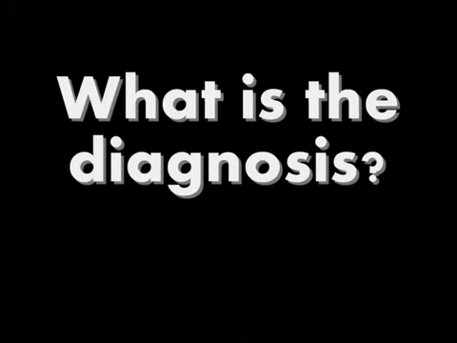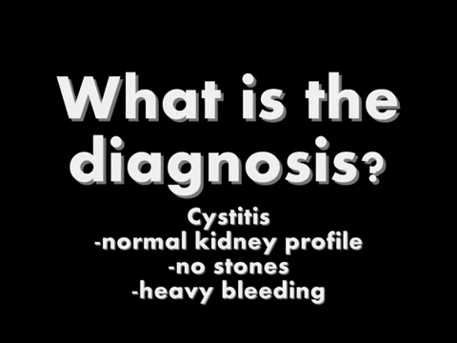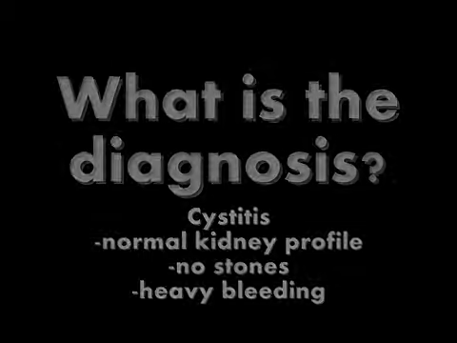The dog was diagnosed with cystitis. The X-ray did not show any stones present, so urolithiasis was eliminated. The kidney enzymes were also normal, as the levels of urea and creatinine were normal, so the kidney was not damaged. If it were a lower urinary tract infection, less blood would have been present. Heavy bleeding indicates damage to the bladder, therefore the diagnosis of cystitis.